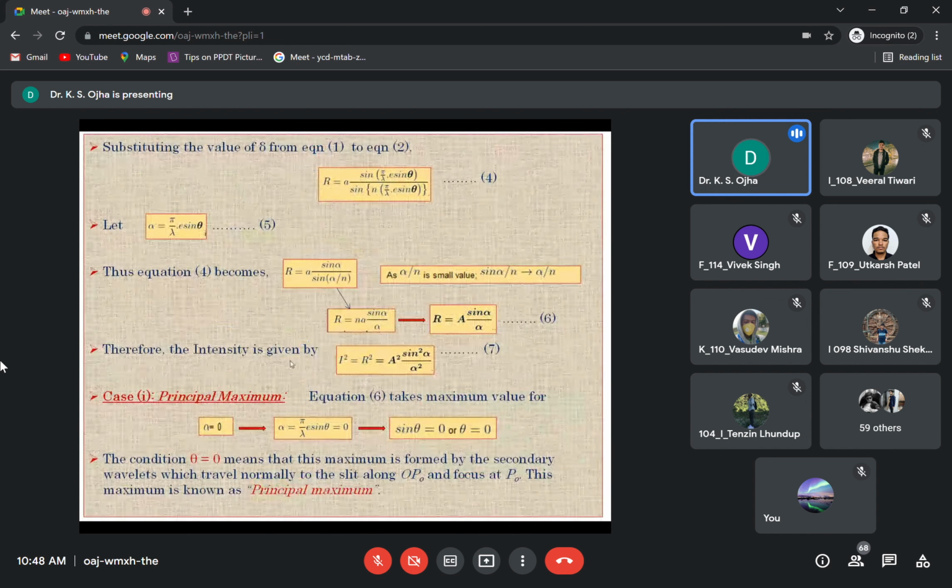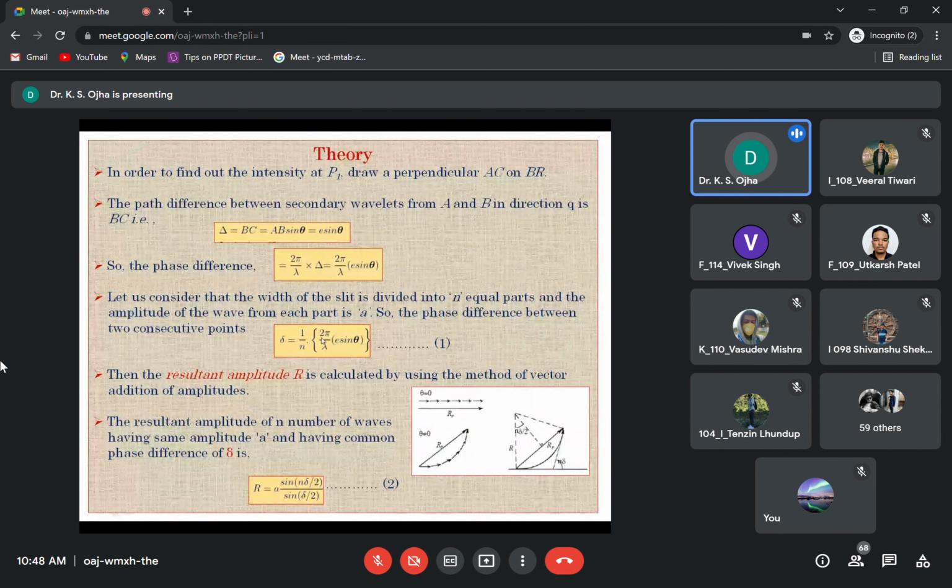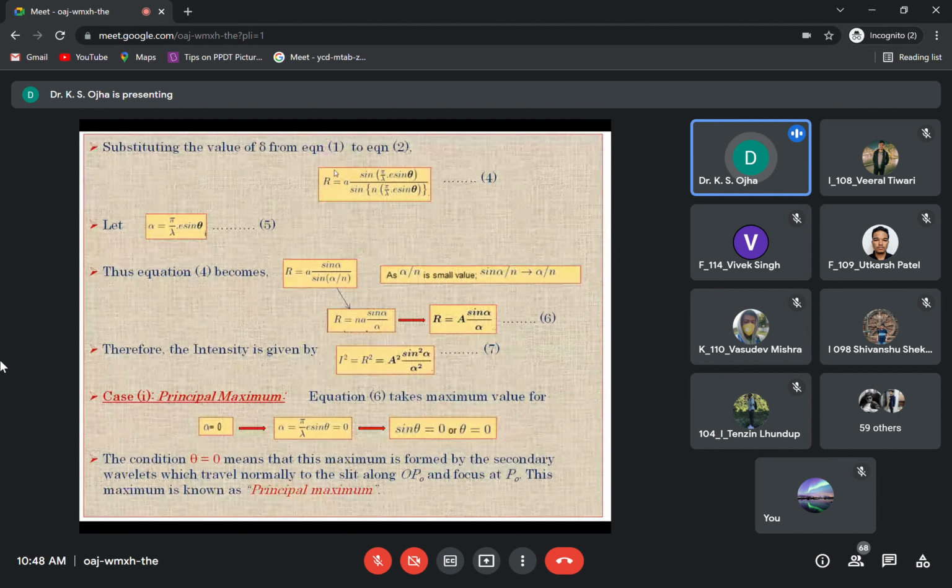Now since we know delta is equal to, as we have already considered, 2π e sin θ upon nλ, when we substitute the value of delta in equation 2, we find that the resultant amplitude R is equal to A sin(π e sin θ/λ) divided by sin(π e sin θ/(nλ)). Here we have considered π e sin θ/λ equal to alpha, a new term. So this equation reduces to A sin α divided by sin(α/n).